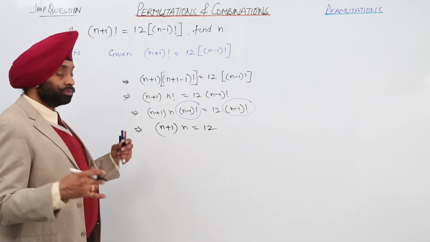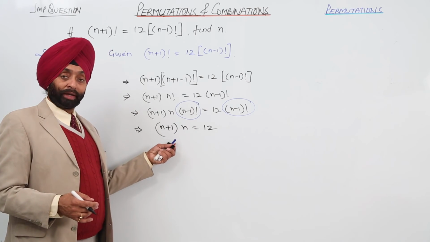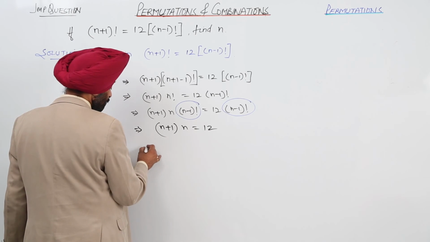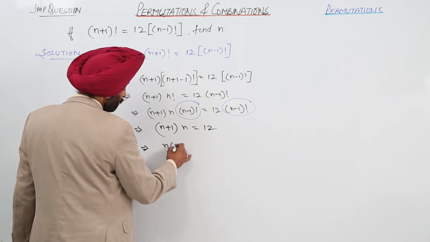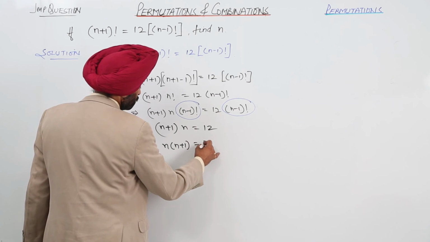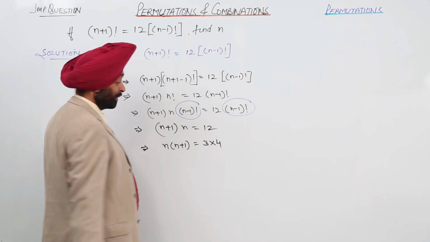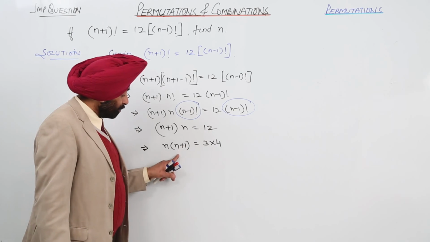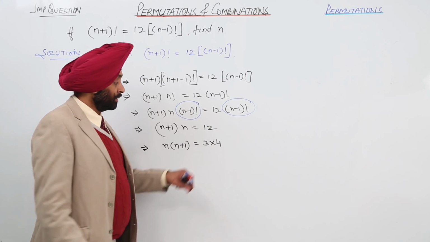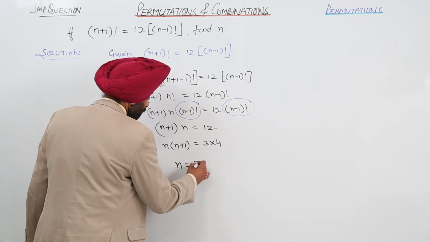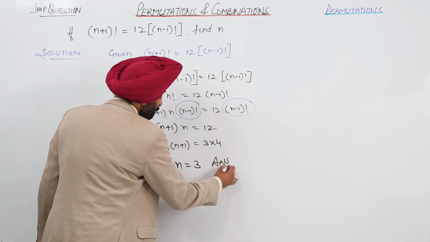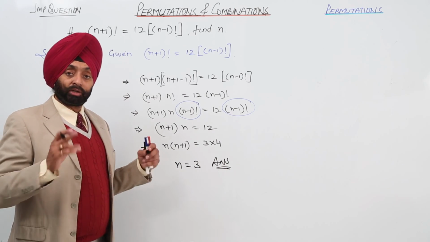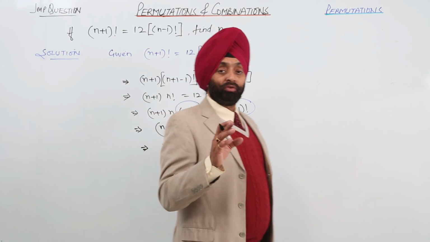Now you can either just open the bracket and factorize it, or there is one nice method I am telling you. Here we are having n plus 1, and this is equal to 3 times 4. 3 times 4 is what? 12. So if n is 3, then n plus 1 is 4. Is it clear? So n is equal to 3 is the answer. This is basically for the computation part. Either you can just open it, make a quadratic equation, factorize it, then you will be getting the value.